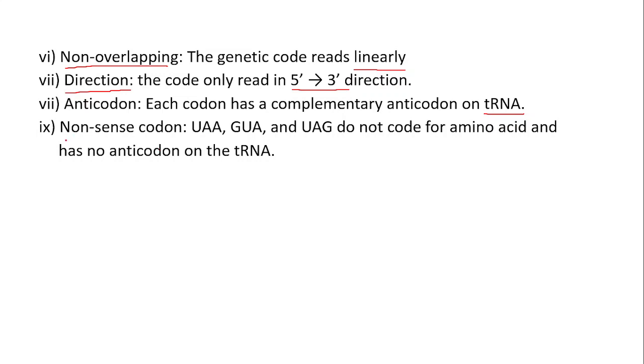Next point, nonsense codons. What are nonsense codons? They are also called stop codons, as I have explained earlier. The stop codons are UAA, then UAG, sorry, not GUA, it is UAG, and then UGA. So these are the 3 stop codons. Is that clear? UAA, UAG and UGA are the 3 stop codons that will be present.